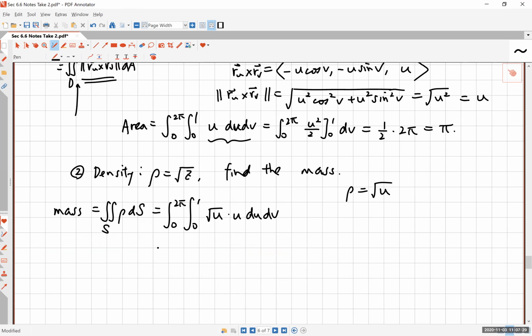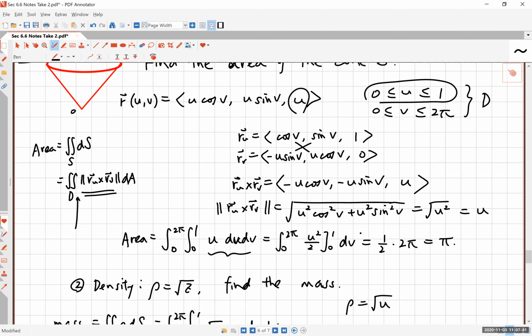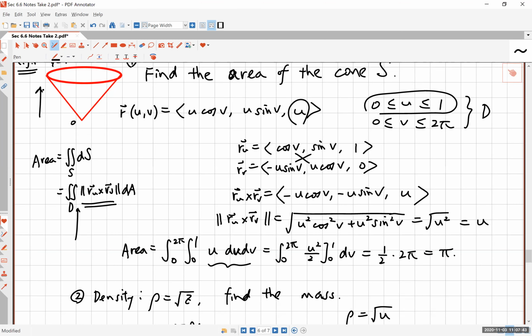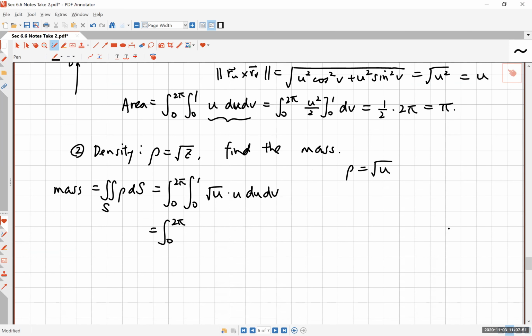Okay, like I said, it's very similar to the one on top, but this time you will not just get the area, but you will find the mass. And by the way, as you know, it's the square root of z, right? So as z increases, it gets heavier and heavier. So the top part of surface S is made of a heavier material than the bottom part. That's the picture you have.